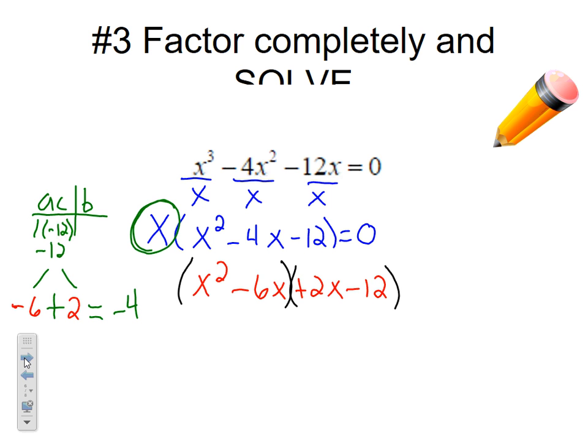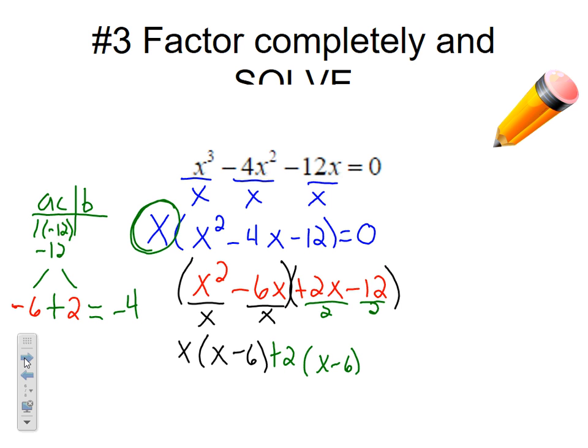This first one, I can take out an x. So I'm left with x minus 6. The second one, I'm going to take out a 2. So I have x minus 6. They're the same, which is wonderful. We're going to rewrite this. So I have x plus 2 and x minus 6. And then I can't forget about my x out in front.